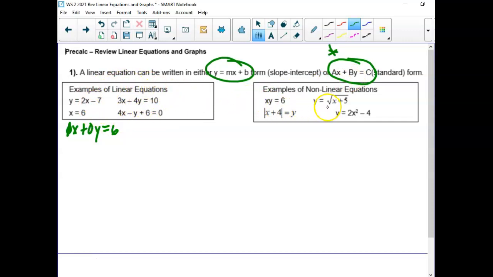And things with a square root, that's not a line. Squared is a parabola, absolute value is like a V. We're good? Those are not lines.